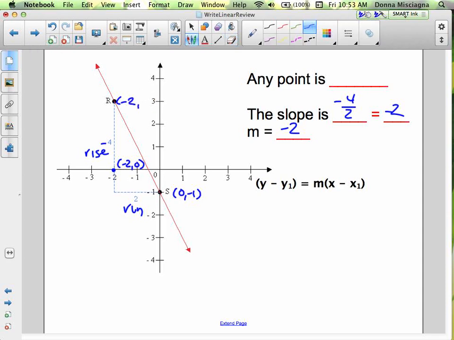Negative 2, 3. There we go. So I could use any of those points there. I think let's use negative 2, 3. It took me long enough to write it. So let's use negative 2, 3.